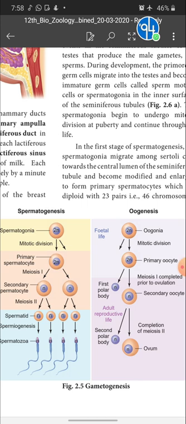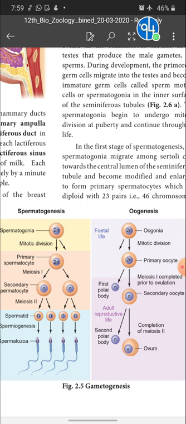So what will be the result at the end of spermatogenesis? One spermatogonia produces 4 spermatids, but at the end of oogenesis, 1 oogonia produces only 1 ovum. This is the difference between spermatogenesis and oogenesis. If you are clear with this diagram, children, you can write the difference between spermatogenesis and oogenesis, and you can write the details of the process of spermatogenesis as well as the details of the process of oogenesis.